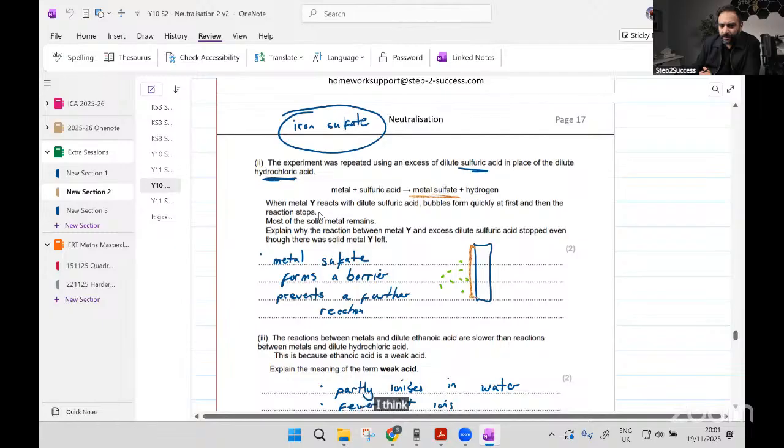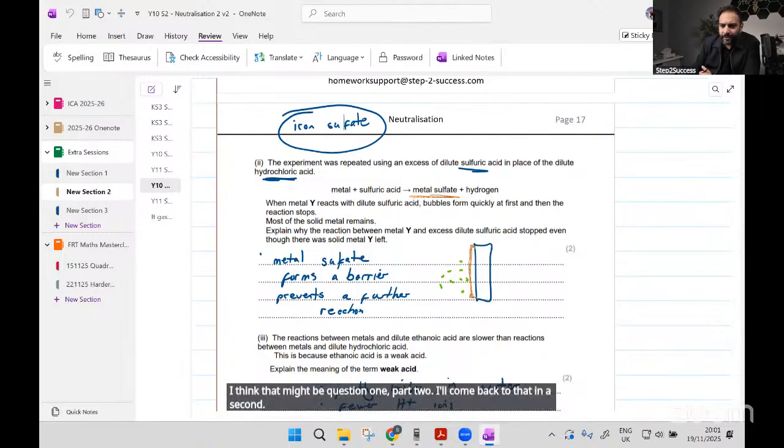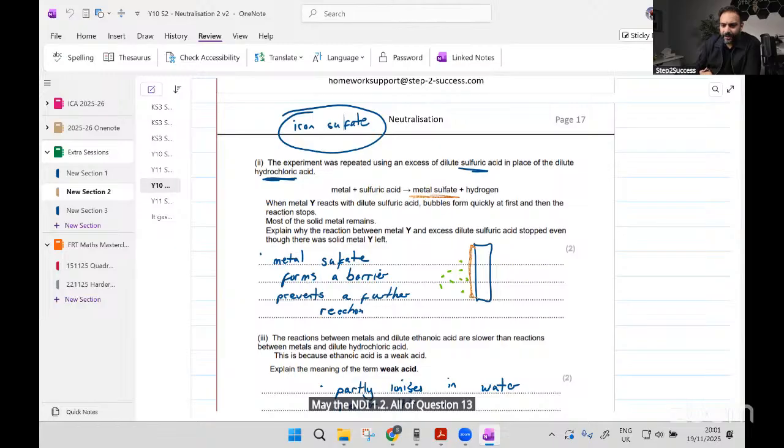I think that might be question 1, part 2. I'll come back to that in a second. Near the end, yeah, 1, part 2. All of question 13 at the back and 3 on GCSE physics. So yes, I'll do that.